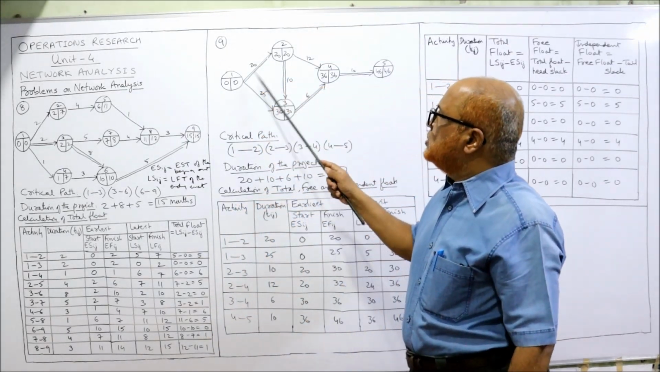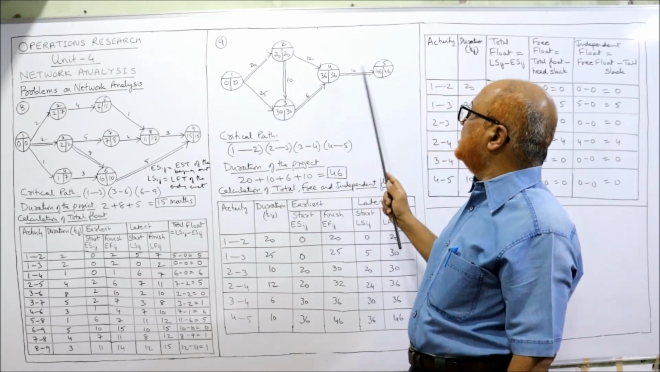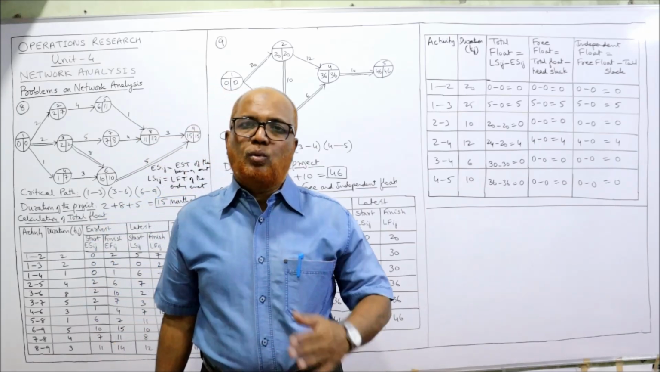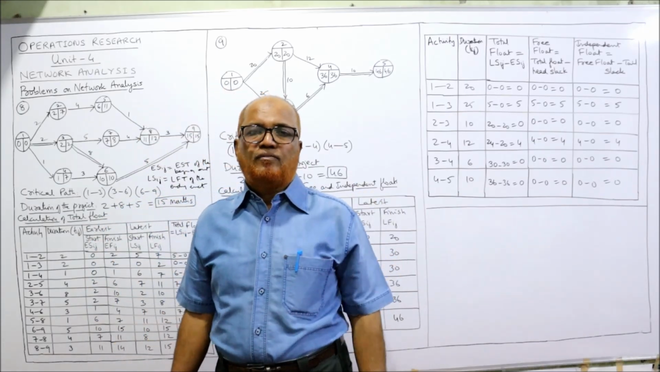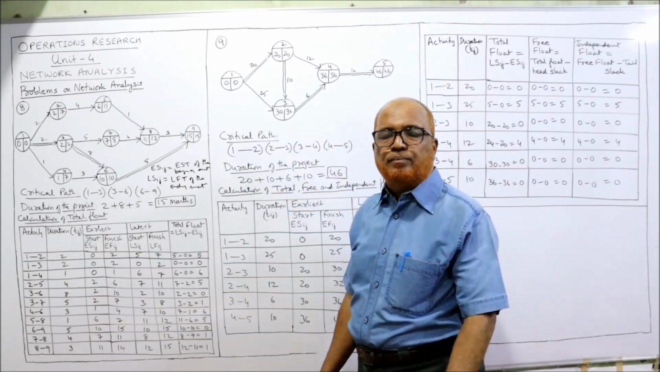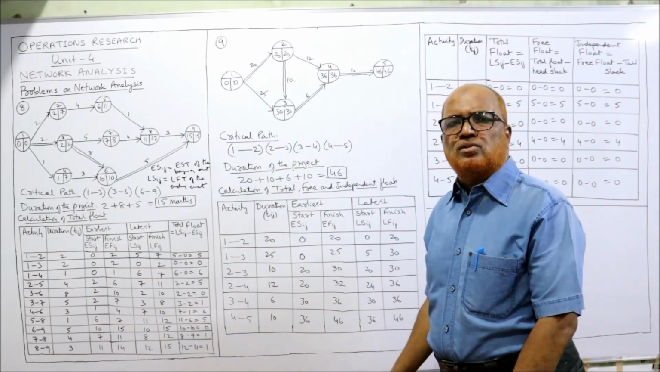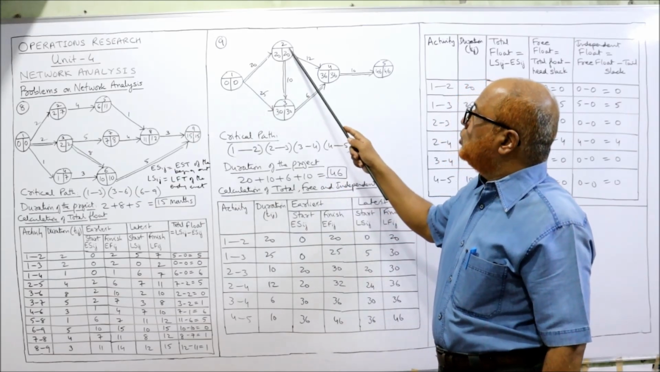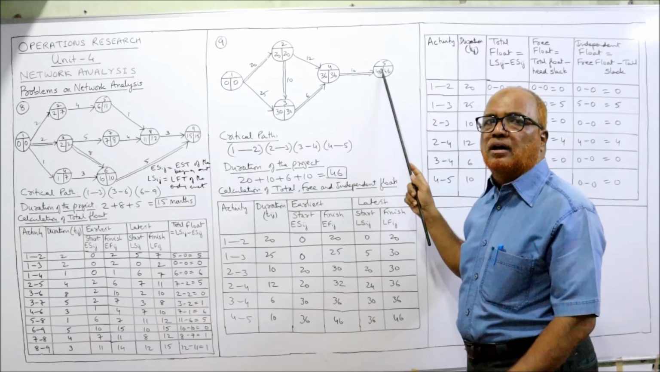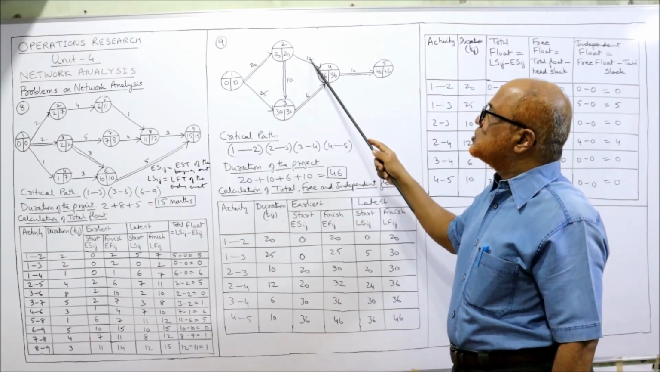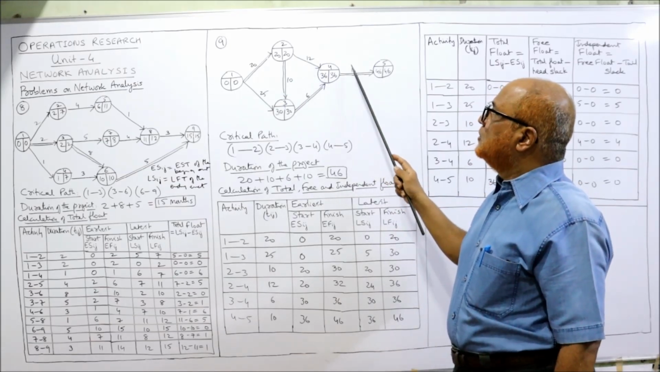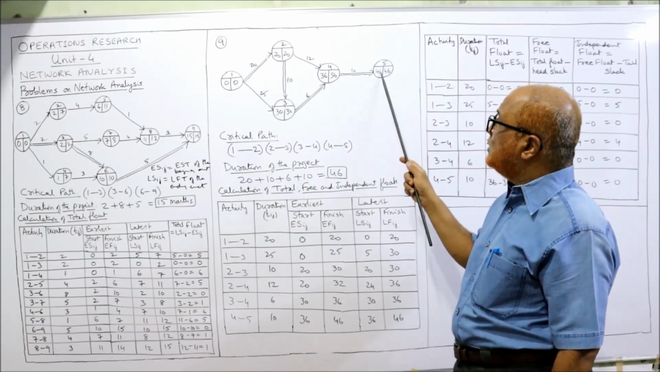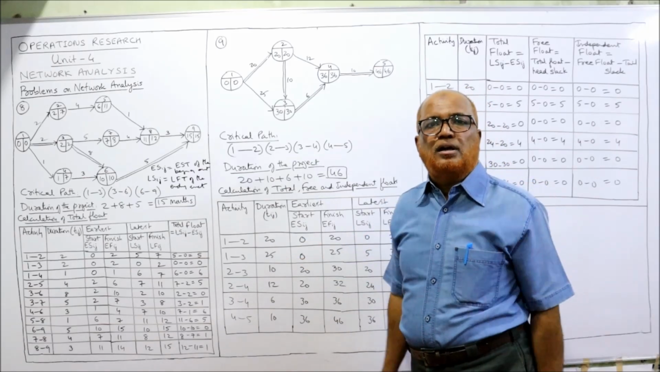Now this is the first problem where all EST and LFT values are the same: 0, 0, 20, 20, 30, 30, 36, 36, 46, 46. Actually, the critical path is the longest path from the first event to the last event where EST and LFT values are the same. But here all the values are the same, so we need the maximum. The first path, 1 to 2, 2 to 4, 4 to 5: 20 plus 12 plus 10 gives 42. Are we having 46 here? No, so this is not the critical path.